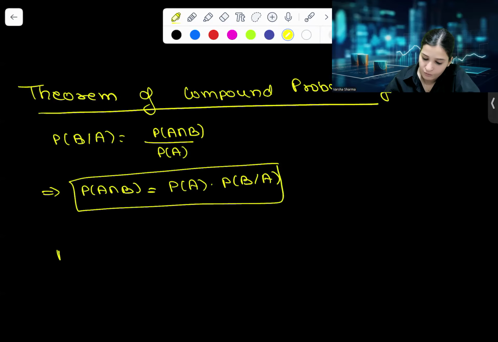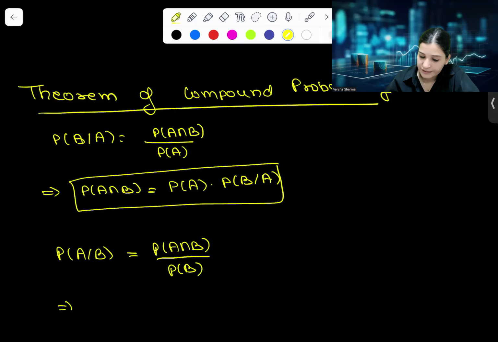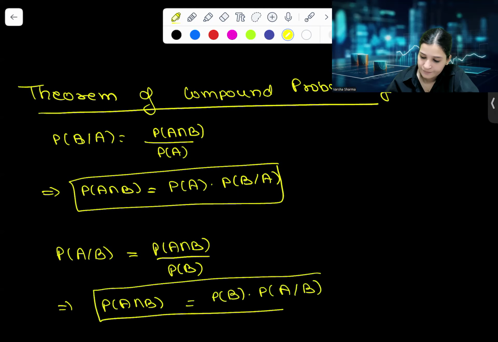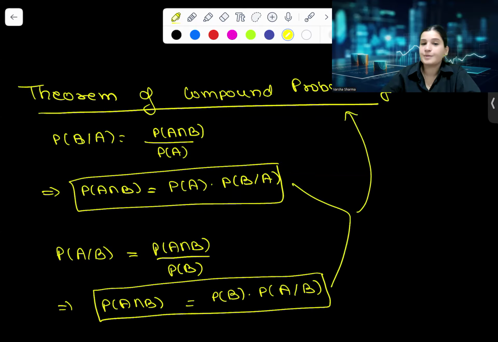Or we could have also written the formula for A given B: probability of A intersection B by probability of B. So from here, the intersection will be probability of B into probability of A given B. Understood? These two are known as the theorem of compound probability. Just remember the line. In sums, we don't really use it. Done?